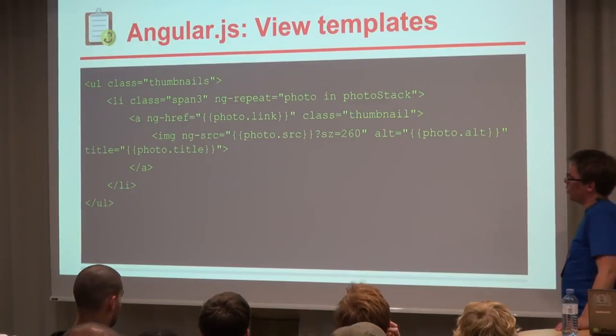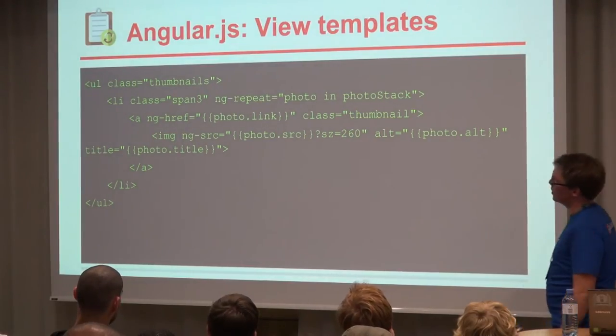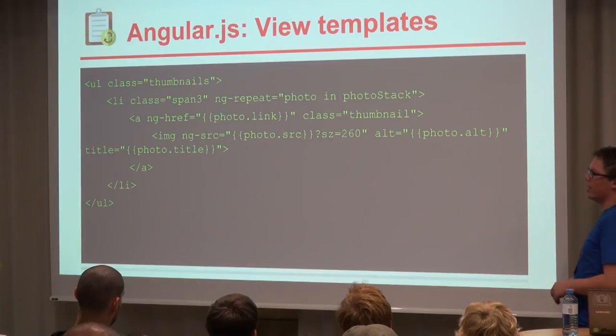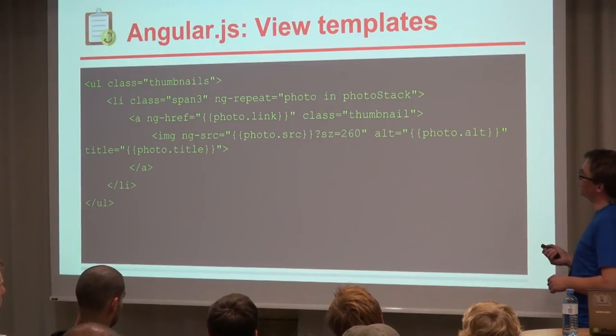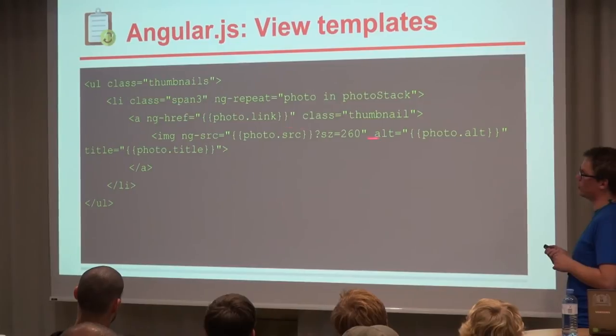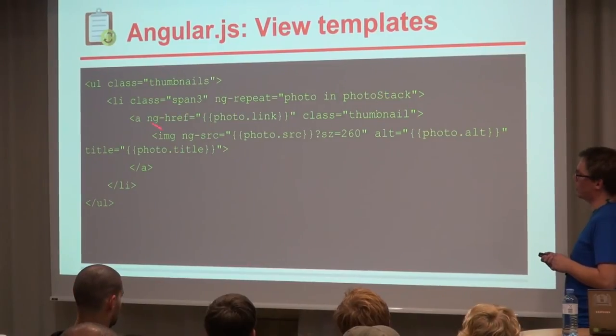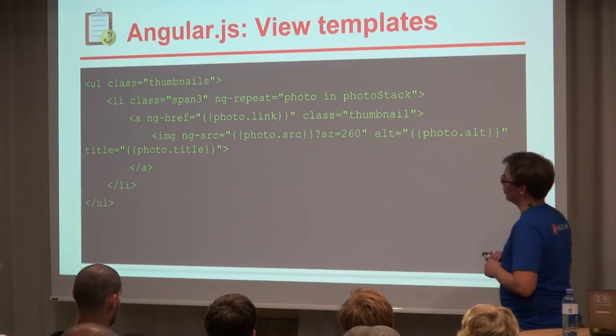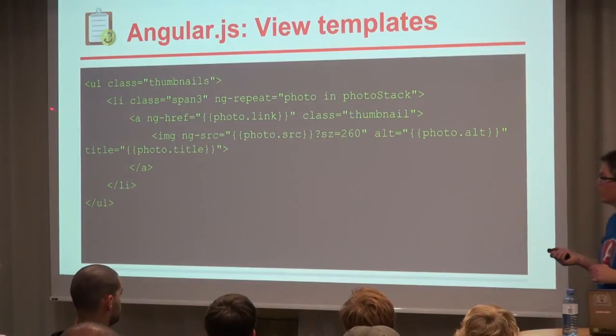Coming to your view templates, in this example, I iterate over a list of photos called PhotoStack, and each photo gets put out in a list, and we see a link to the photo, with a class thumbnail attached to it, the source, and the description for the title attribute.